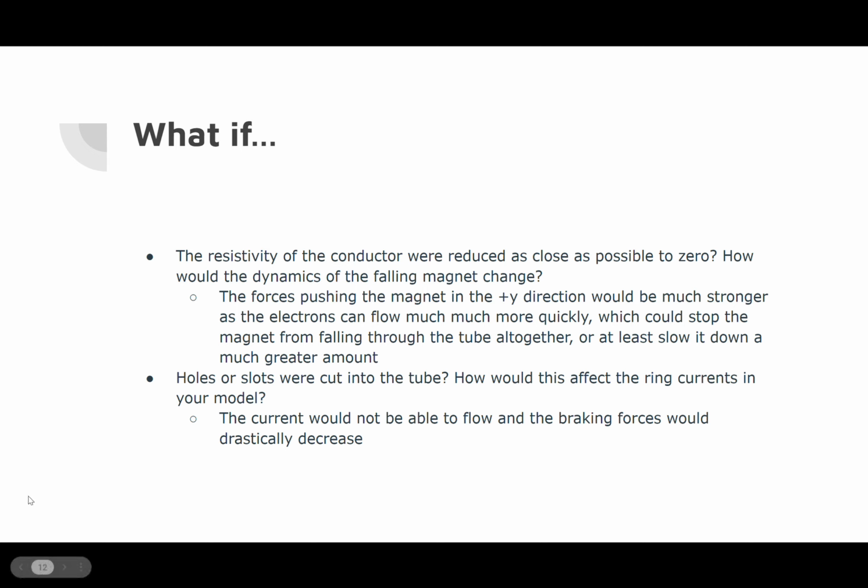If there are holes or slots cut into the tube, this would disrupt the current flowing and the electron flow, since they can't jump gaps. It would be like a switch in a circuit being open, and this would do the opposite: the magnet would be able to fall much, much faster because the braking forces would drastically decrease.